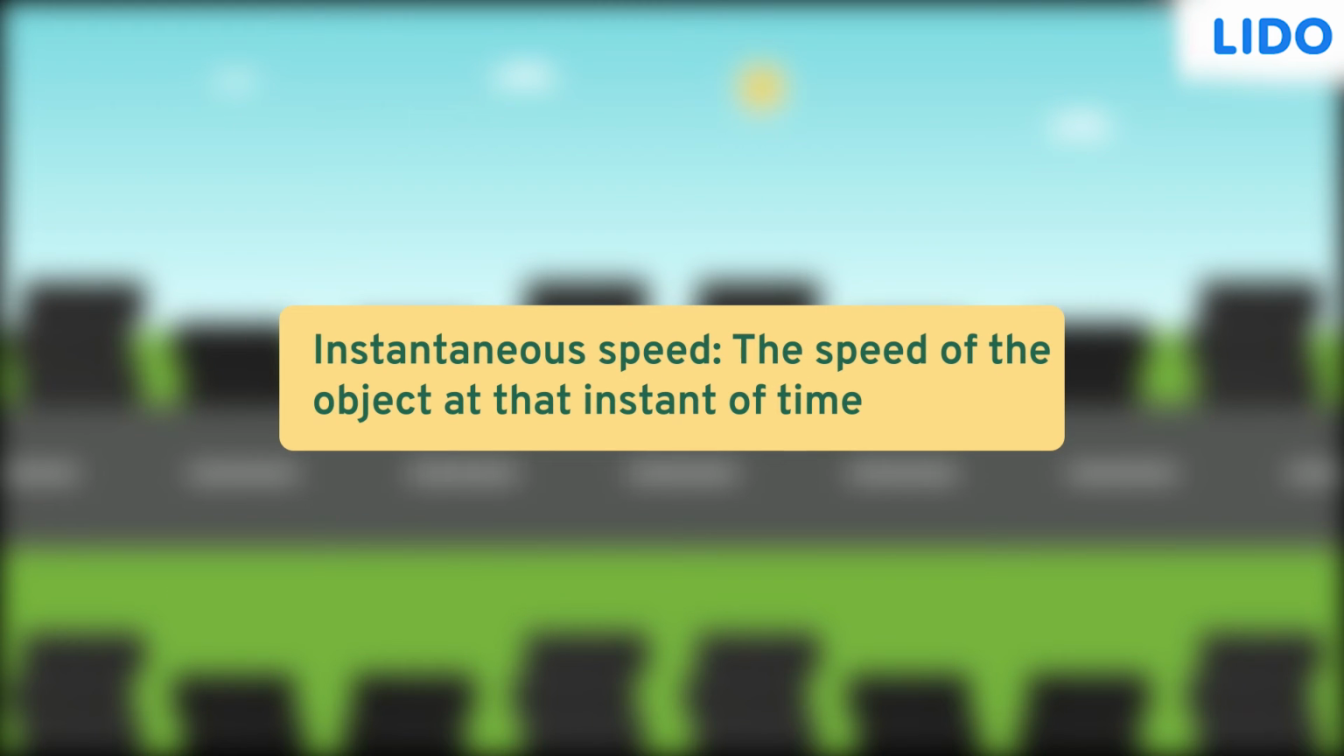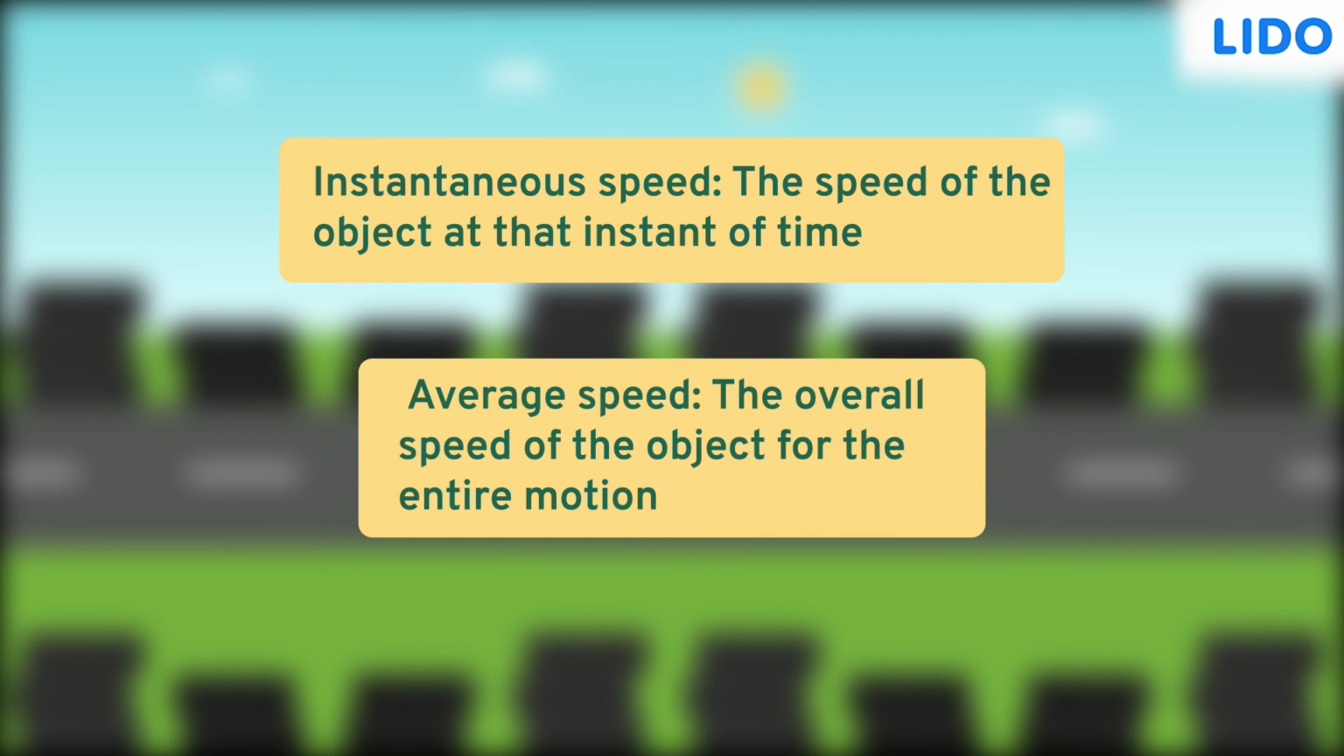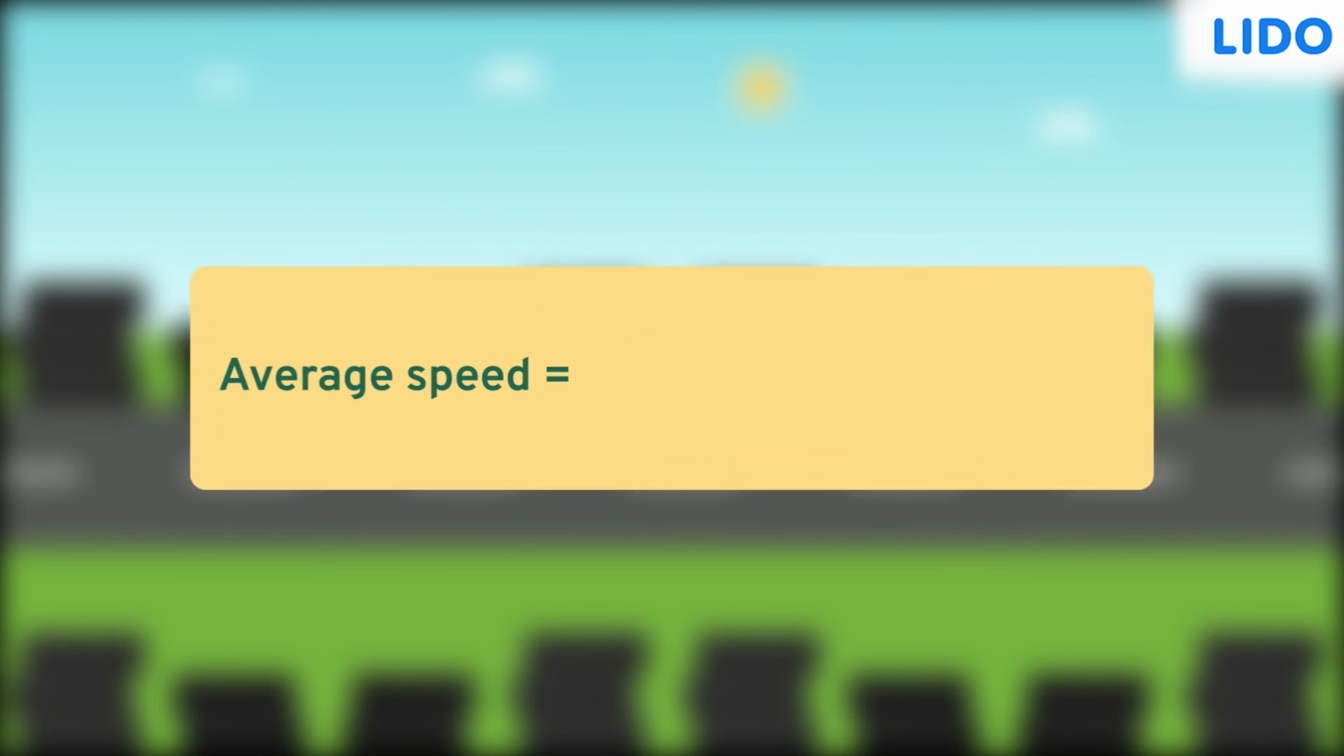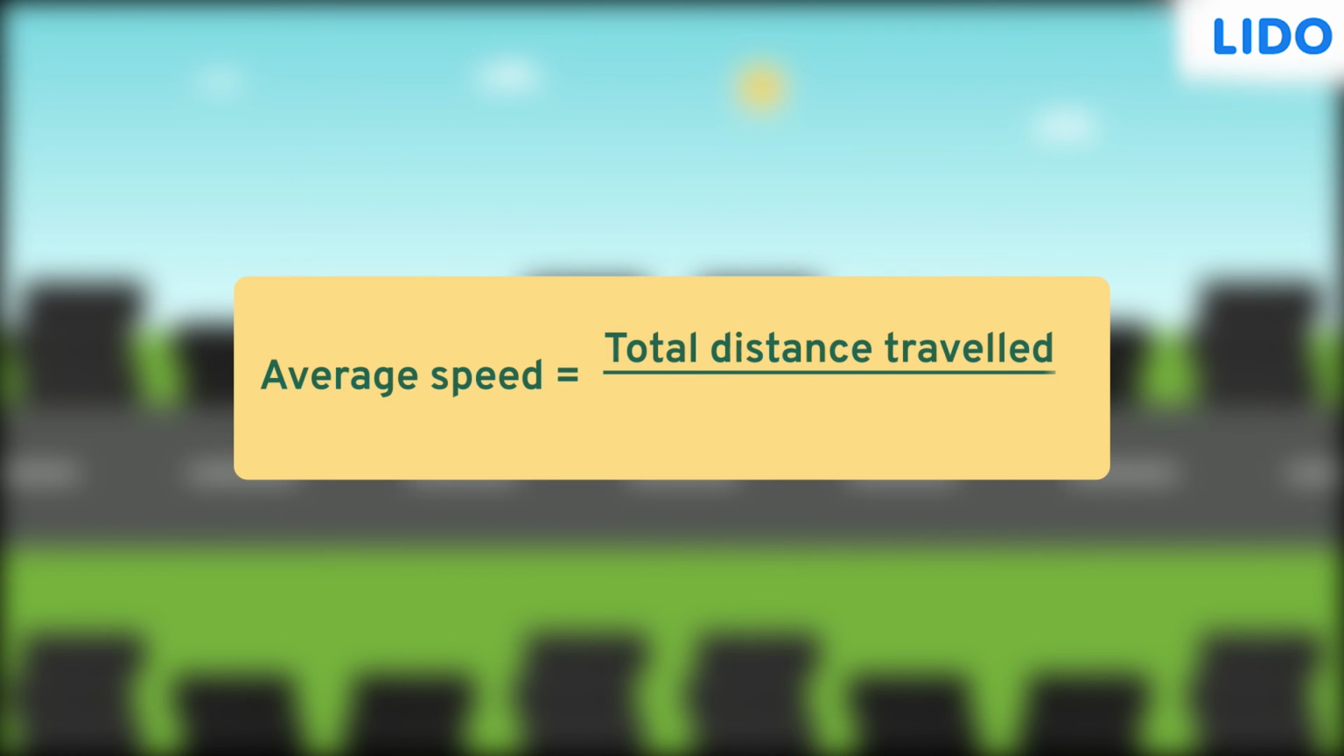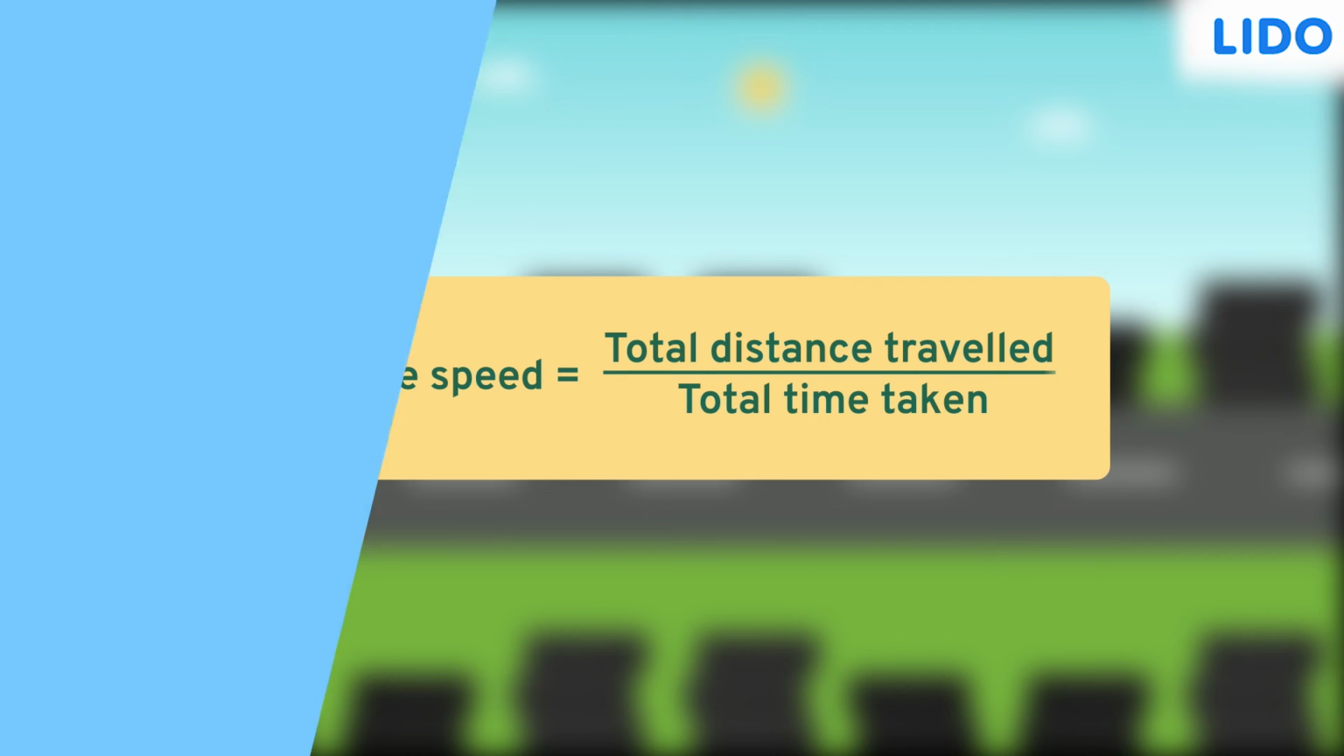Accordingly, an object's speed at any given point in time is called its instantaneous speed at that point. And an object's overall speed of movement is called its average speed. Average speed is determined by dividing the total distance covered by the total time taken to cover the said distance.